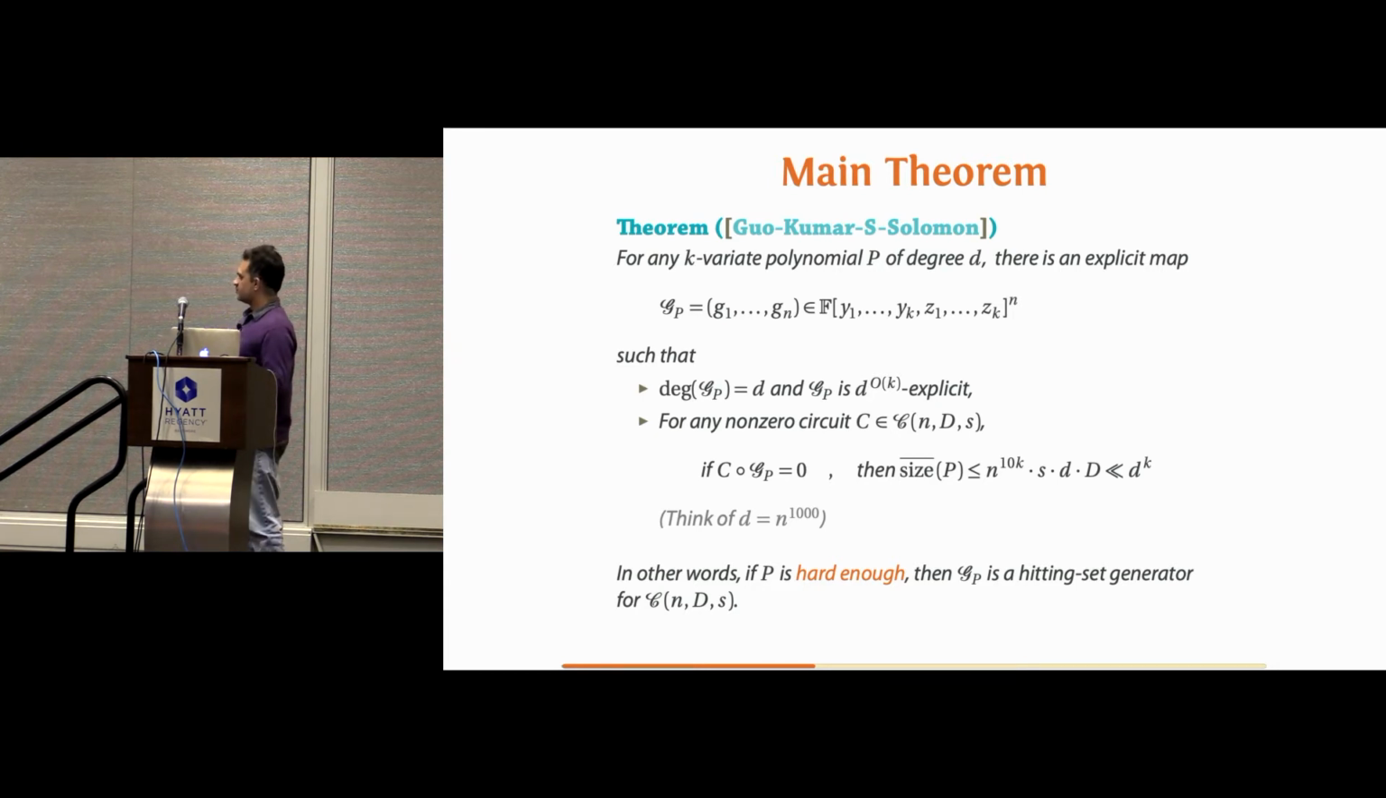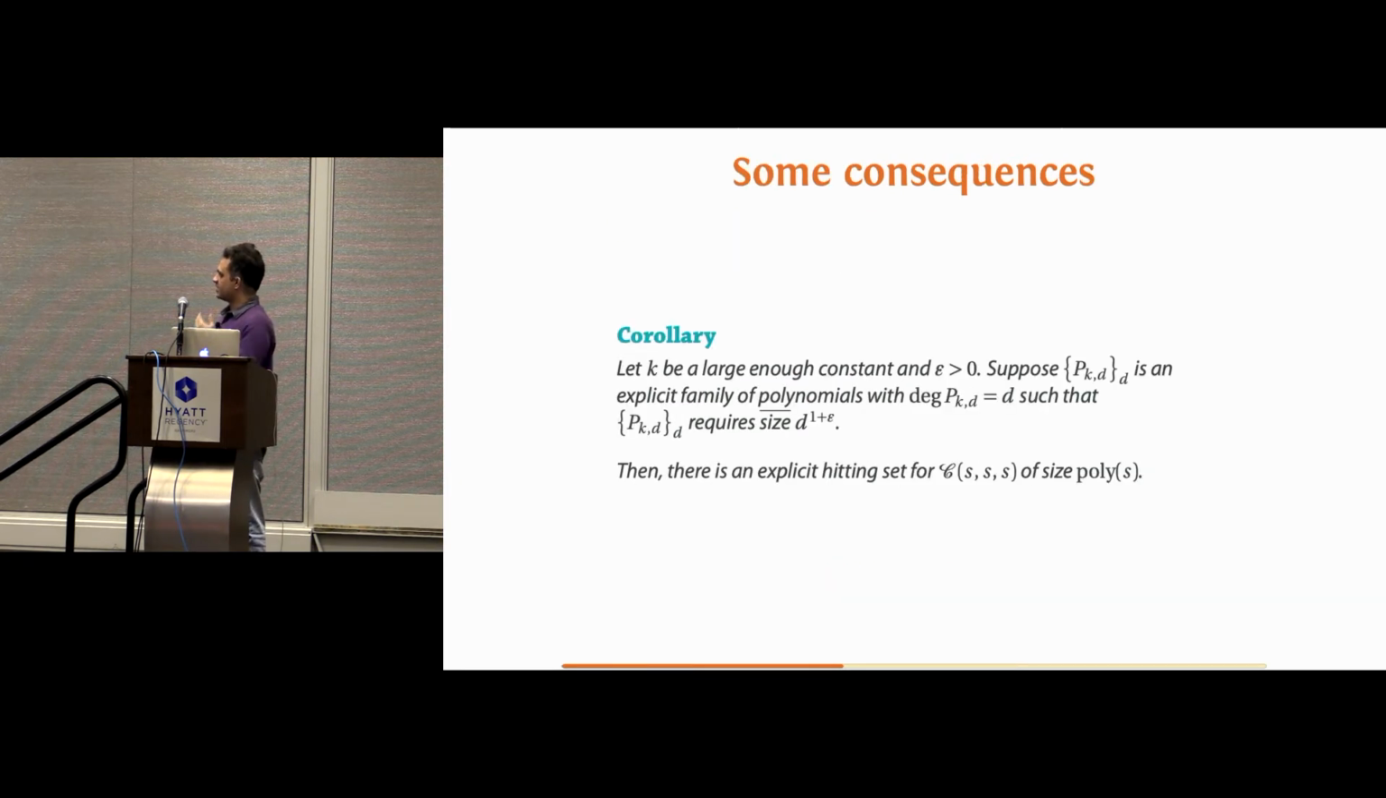So just to set some parameters, you would typically want to think of the degree of the polynomial you're using to be a much larger polynomial in the number of variables you're trying to fool. Okay, this is the main theorem that we'll prove, and I'll state. And so there's a bunch of nice corollaries.